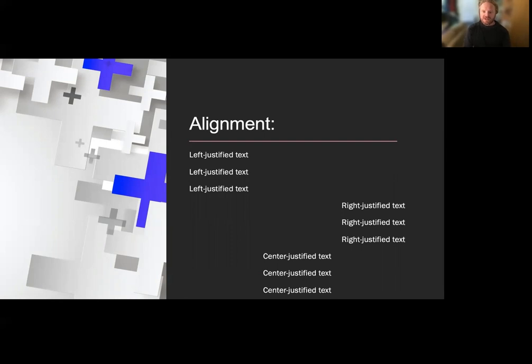So here are some examples of alignment used with text. And I just stated the obvious here and used the terms left justified text, right justified text, and center justified text to show examples of alignment. You could easily replace the words left, center, and right justified text with images or icons or anything else that were aligned to achieve the same effect.